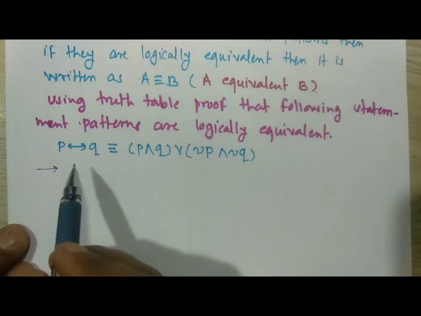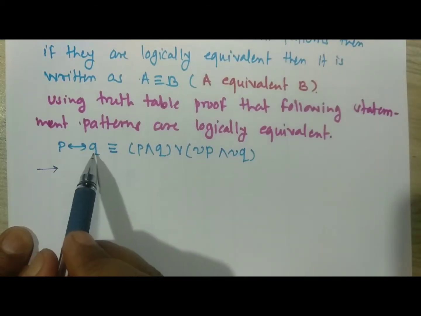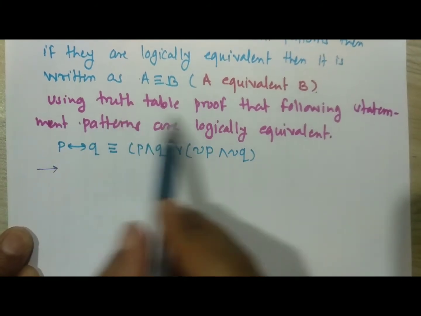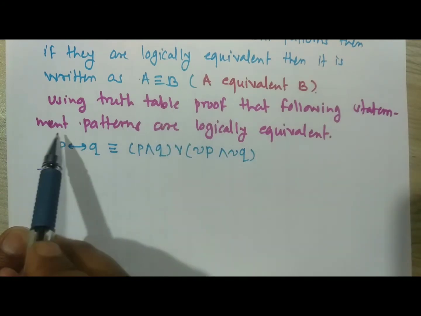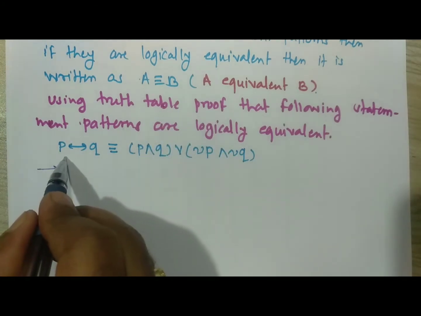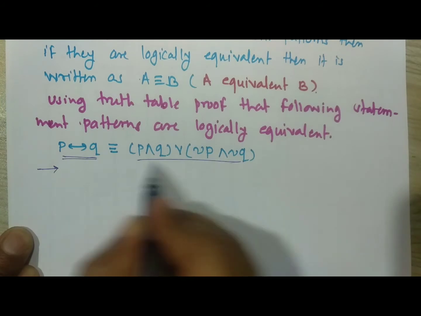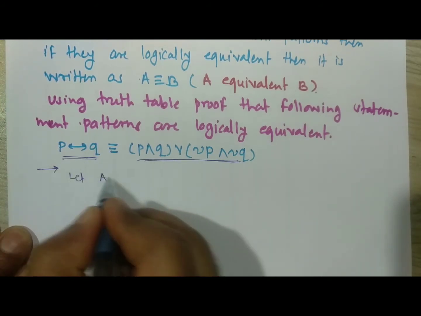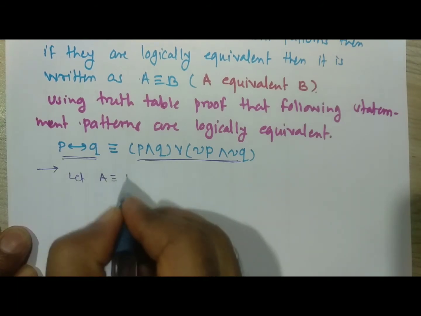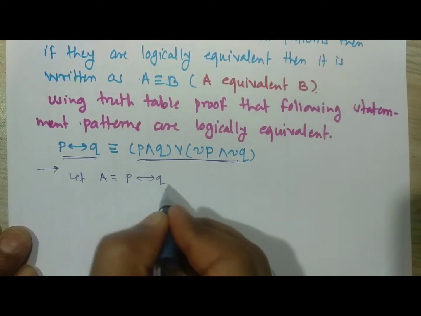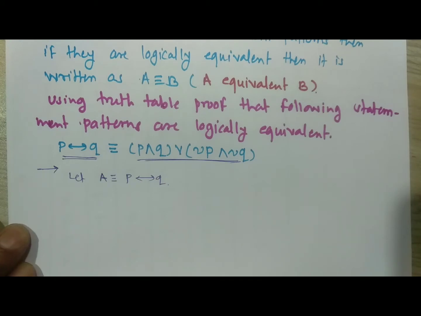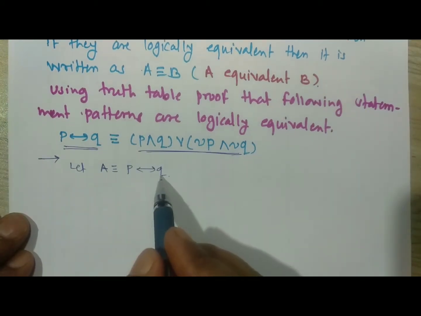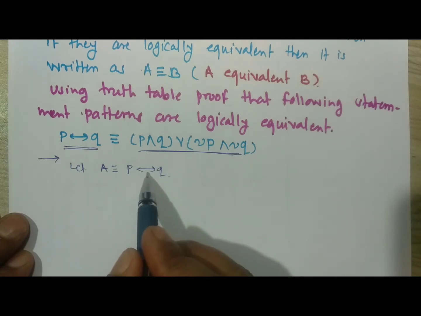Now we are going with this example. P double implication Q is equivalent to the other pattern, and we have to prove it by using a truth table. That means this is one statement pattern and this is a second statement pattern. Let statement pattern A be P double implication Q, and from this we can find the truth table. Here two statements and one logical connective are there.